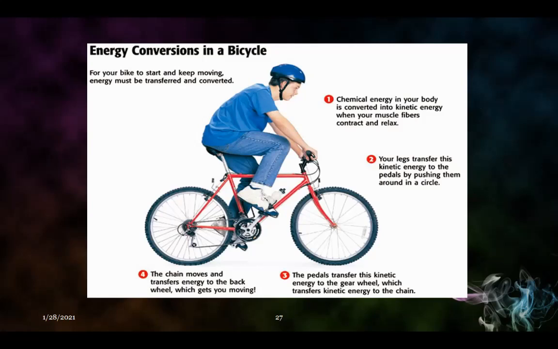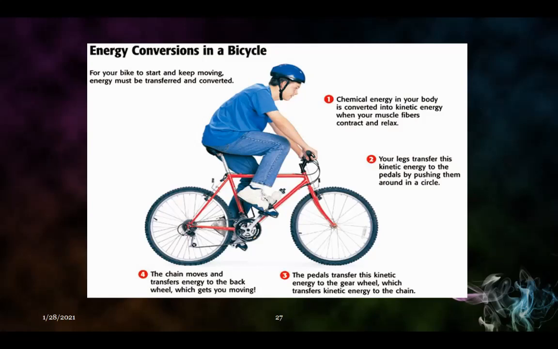For your bike to start and keep moving, you must transfer energy and convert it to move your legs. As you move, your legs are moving the crankshaft, okay, the pedals. As that goes ahead and turns the little rotary, that's going to go ahead and cause the chain to go around, which impacts the gears on the back, and that's going to go ahead and cause the tire to move.